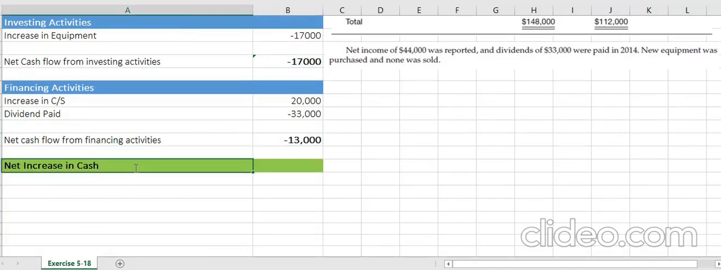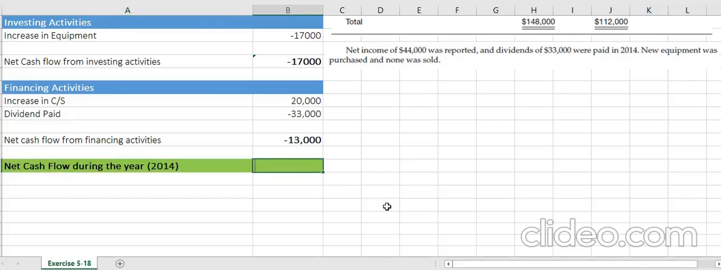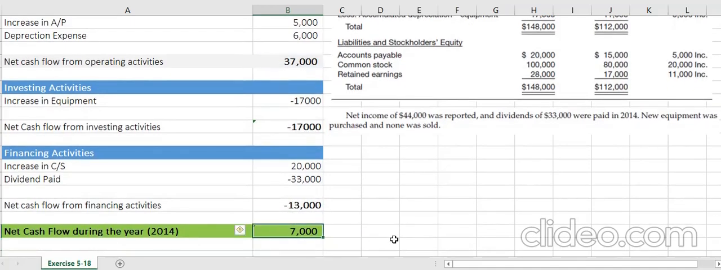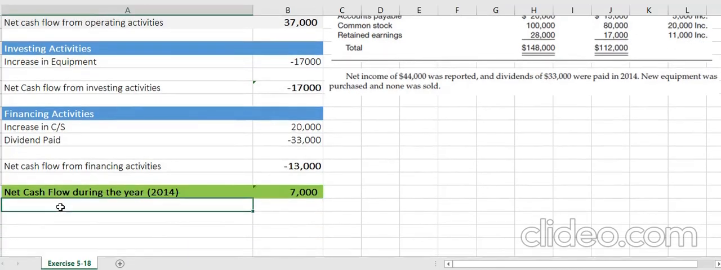It's time to calculate the net increase or decrease in the cash, or you can say net cash flow also. You can write there net cash flow during the year, which is 2014 here. So the net cash flow is actually what? It is the conclusion of whatever we have as net cash flow in operating activity plus whatever is the answer of our investing activity and whatever we have in the financing activity. So overall $7,000 cash has increased during 2014.